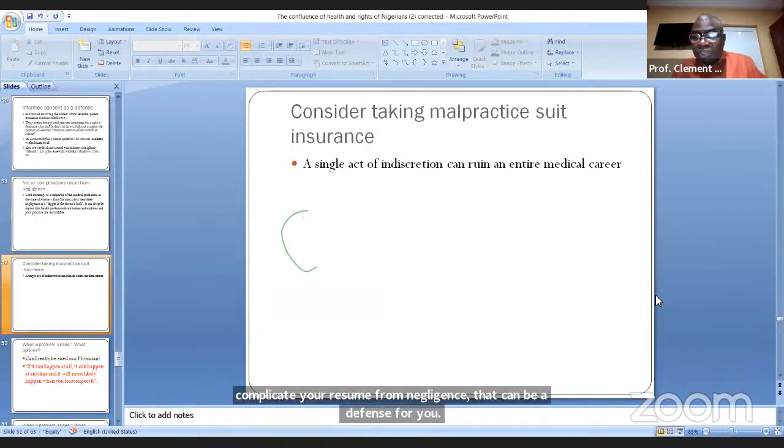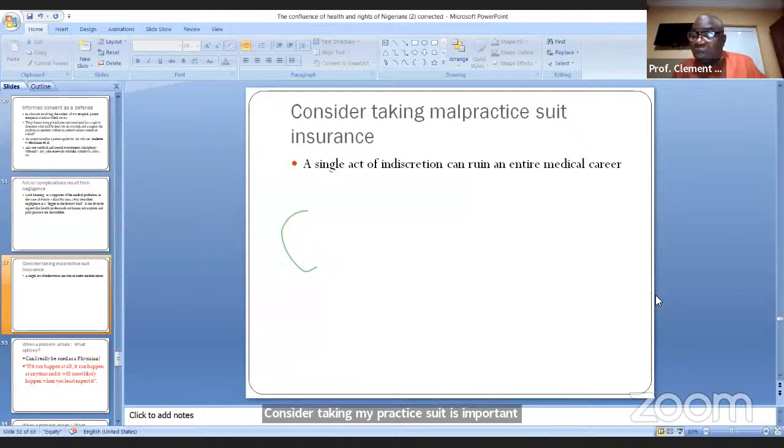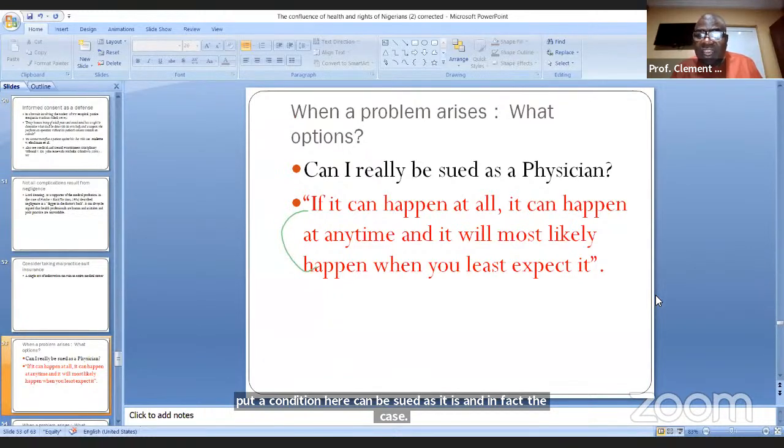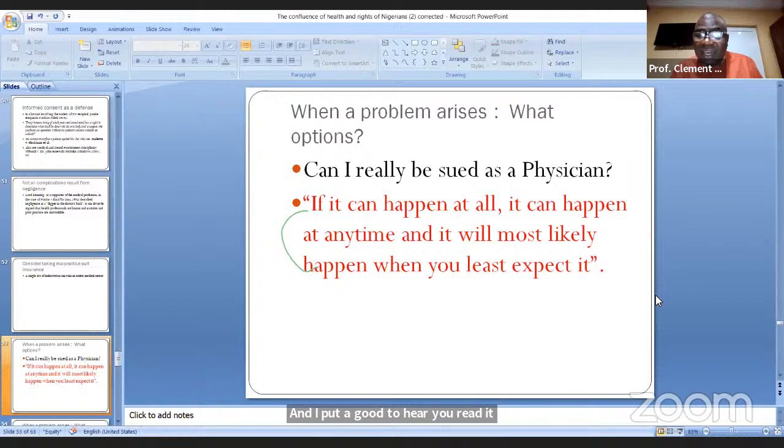Considering malpractice suits is important because a single act of indiscretion may ruin an entire medical career. Then a doctor may ask a question, can I really be sued by a patient I'm trying to help? And I put a quotation here. Can I really be sued as a physician? It's an emphatic yes. And I put a quotation here in red. If it can happen at all, it can happen at any time, and it will most likely happen when you least expect it. Have that at the back of your mind.